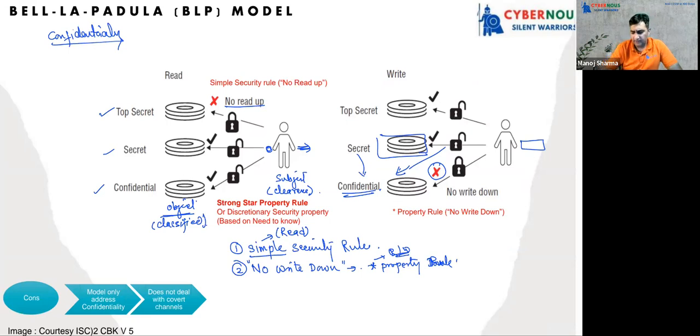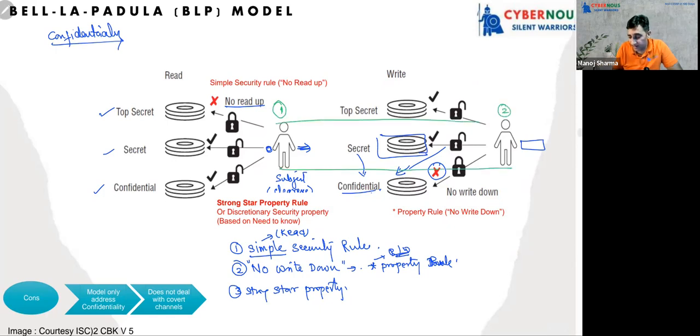The third rule says that there is the strong star property, which means that on the same level, you can do whatever you want. You are free to do whatever you want as long as you have a valid need to know. If this is person 1 on the system and this is person 2 on the system, and they both relate to the same level, then they can exchange files, share files, access files, everything, as long as there is a valid need to know.